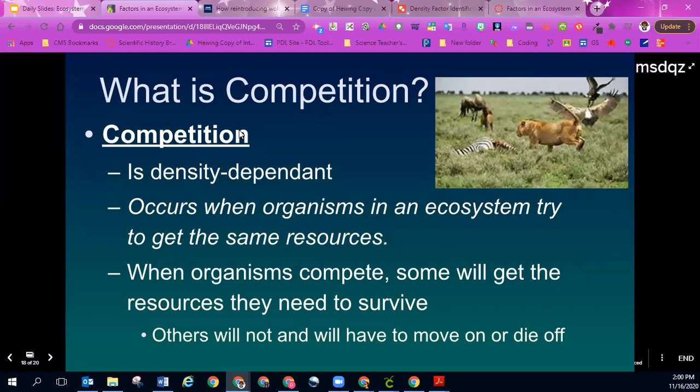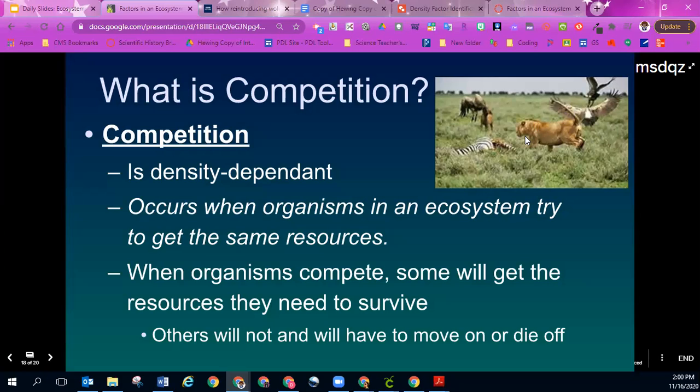Competition. This is where it is definitely density dependent, and this is where you have organisms in an ecosystem that try to get the same resources. So in this picture, we have a lion that is trying to get this zebra that it has killed. Well, with competition, not only is he trying to get it for himself, he also has to protect it from other lions that may be in the area. He also has to protect it from maybe hyenas that may be around, and the vultures and all that stuff that are also coming to get the prey.